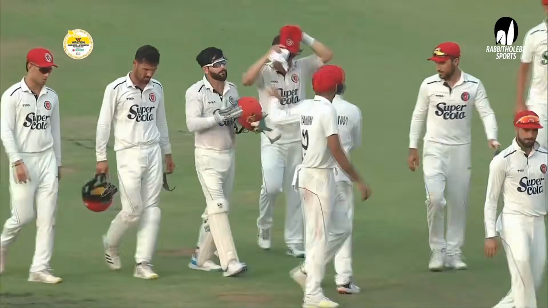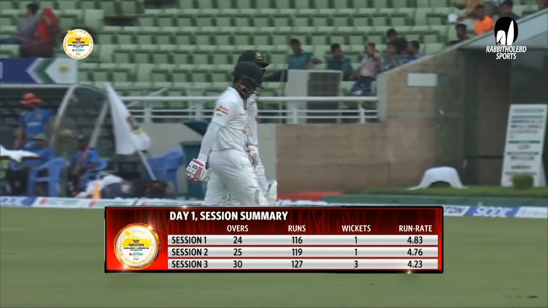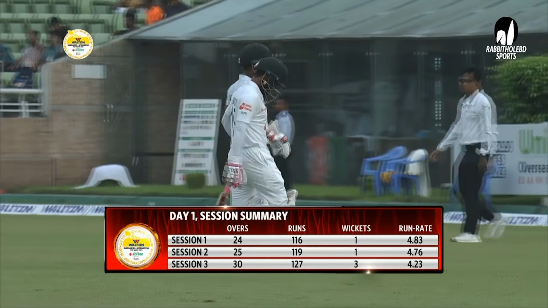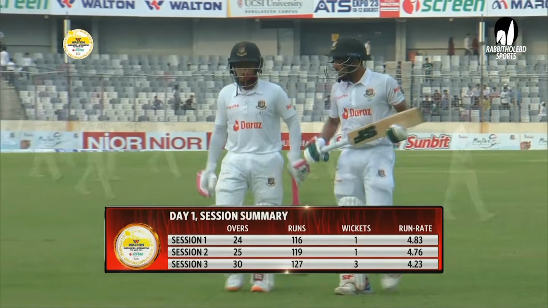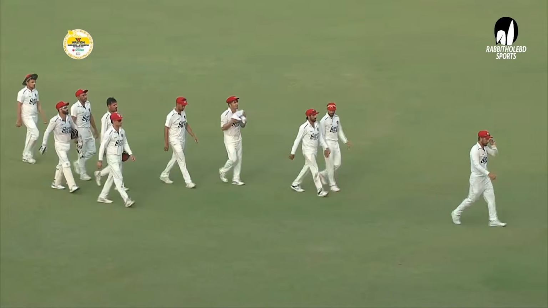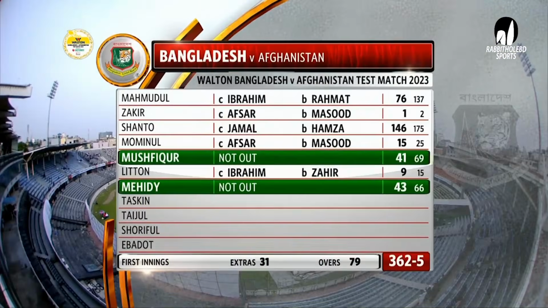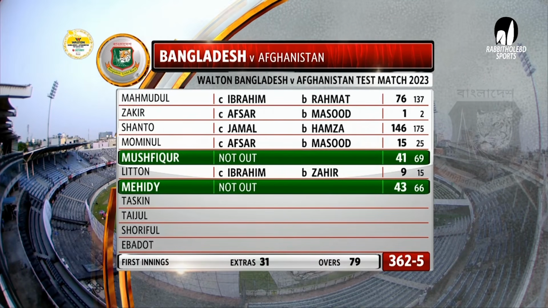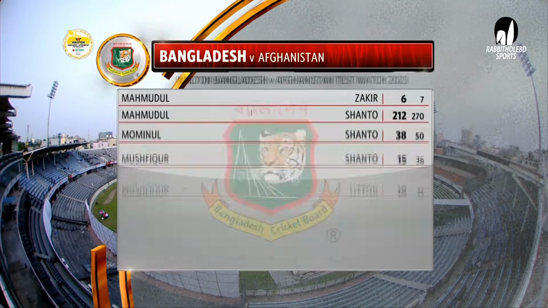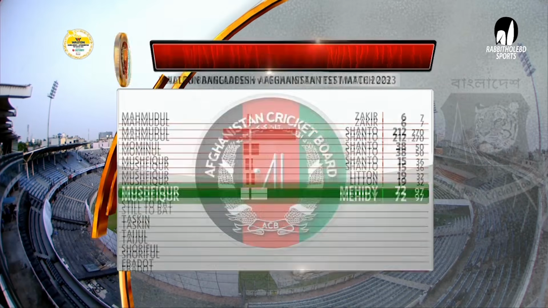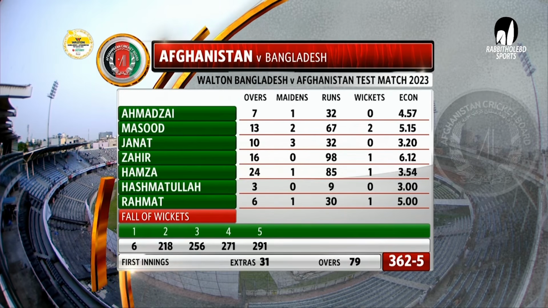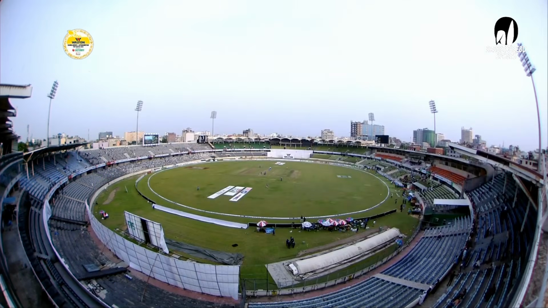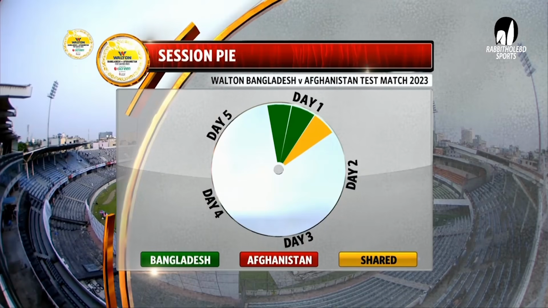362 for 5, Bangladesh. Bails being flipped off, and the third session, 30 overs bowled into it, 127 runs, but the 3 wickets. Not really used to the heat and humidity, and that's what's transpired today. Bangladesh losing Zakir Hassan early on, a cluster of wickets till this partnership between Mushfiqur and Shanto. Afghanistan bowlers have been all over the place, but they have so generously conceded in these innings. Finally, a shared session.